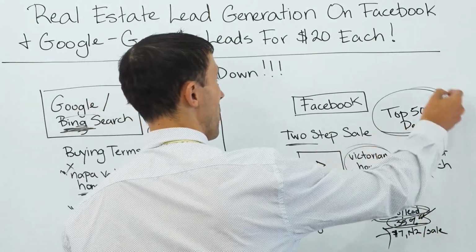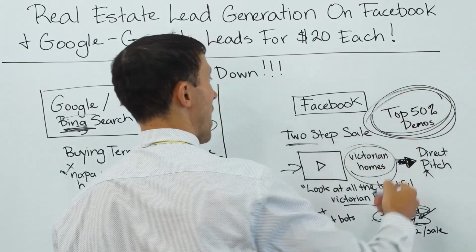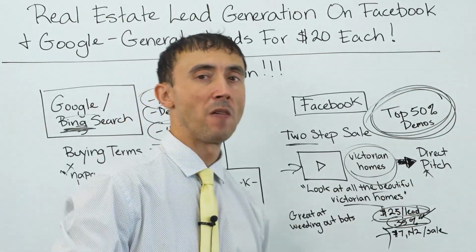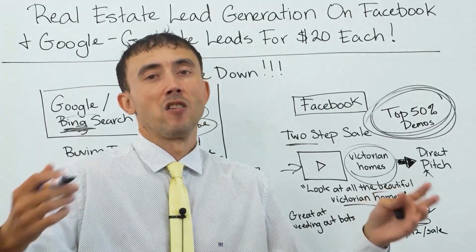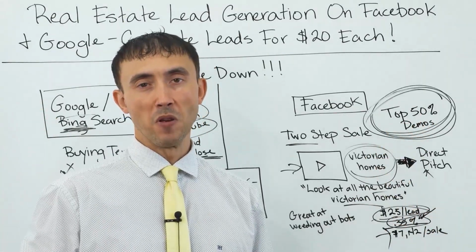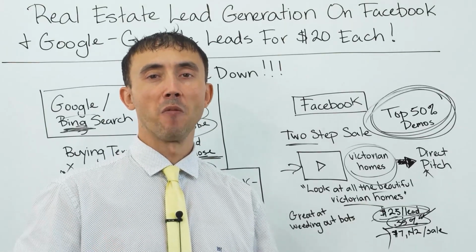My suggestion would be to add a filter on your ads so that you at least go after the top 50%. Because the lower 50%, these people are just going to click on it and say, oh, that's interesting. They're never going to buy from you. And that weeds them out right up front.